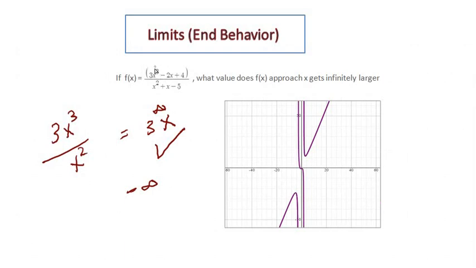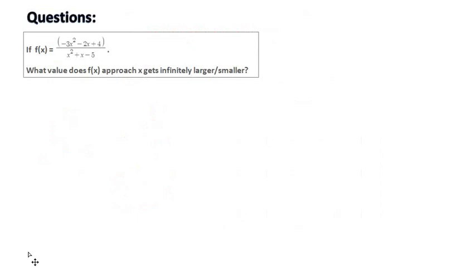Here the degree of the numerator is greater than the degree of the denominator by 1. So as the value of x gets infinitely larger, the value of the function approaches infinity. And as the value of x gets infinitely smaller, the value of the function approaches negative infinity. Now let's solve some questions about different cases. If f of x equals negative 3x squared minus 2x plus 4 over x squared plus x minus 5, what value does f of x approach as x gets infinitely larger or smaller?